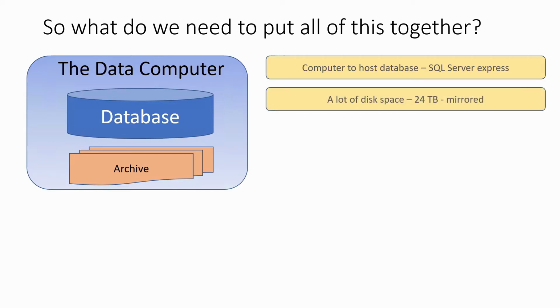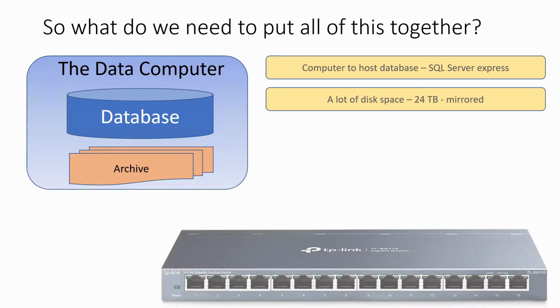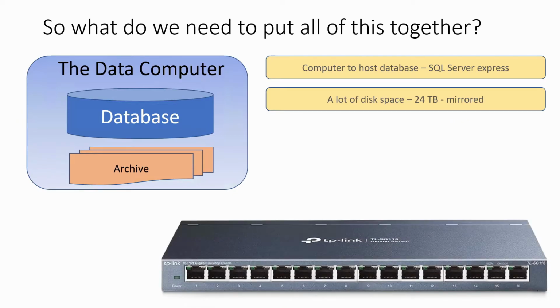Both the database and archive will need disk space, and in this case, I've gone with 12 2TB disk drives in a mirrored configuration, using only the software tools that come with Windows Pro. This should provide more than enough disk space for our project. Obviously, all of the computers need to communicate with each other, and a simple unmanaged gigabit switch with enough Ethernet ports makes that task simple.